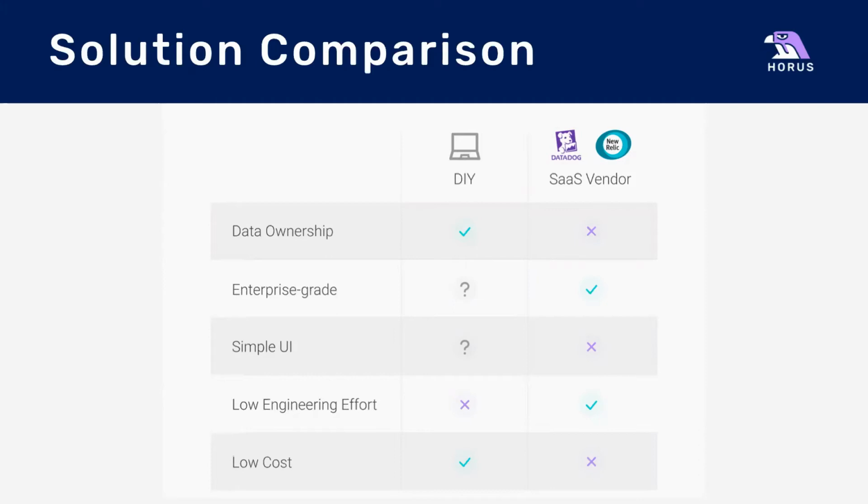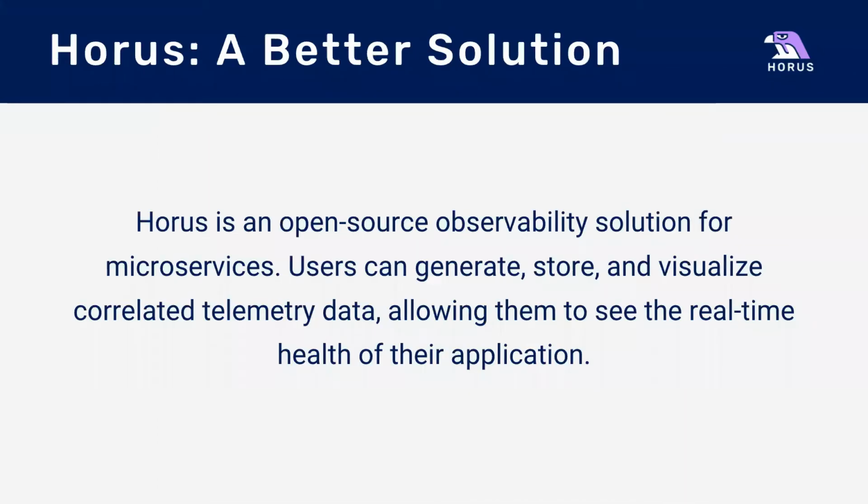So what Oliver and his team actually need, and what solves these problems for them, is Horus. Let's look at that now and why it can help them. At a high level, Horus is an open source observability solution for microservices. Users can generate, store, and visualize correlated telemetry data, allowing them to see the real-time health of their application. Now, that's a lot of words. So let's break it down and extract some meaning from it piece by piece.